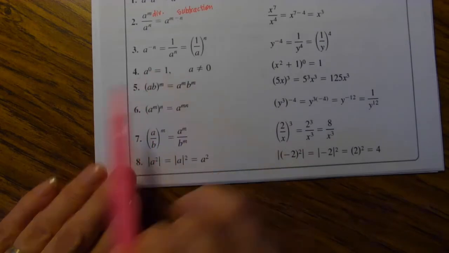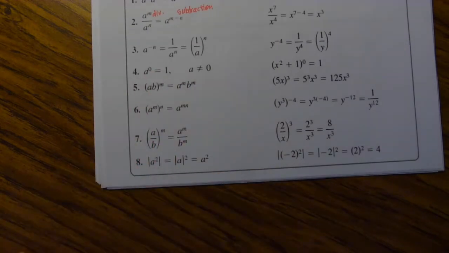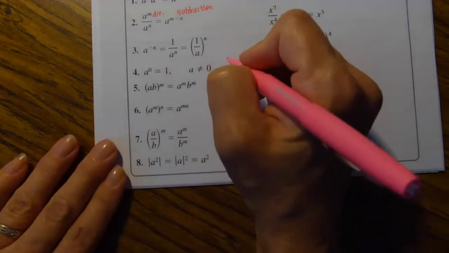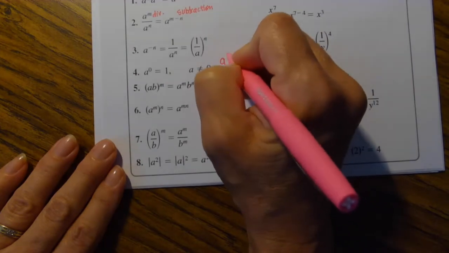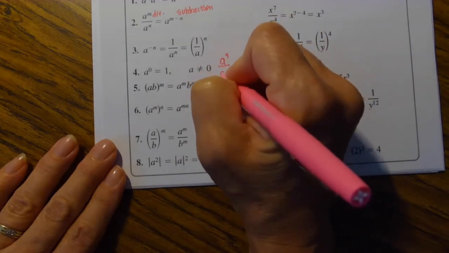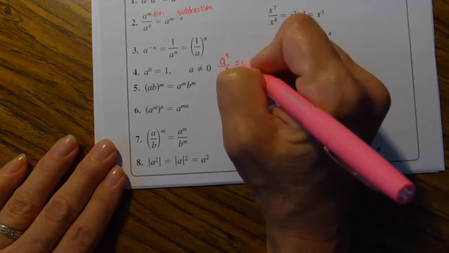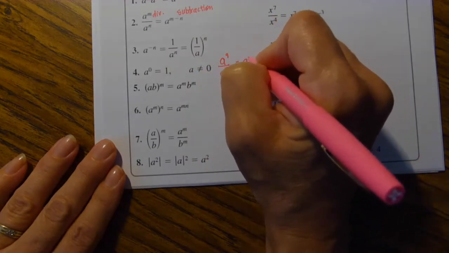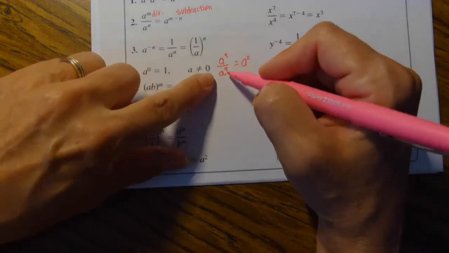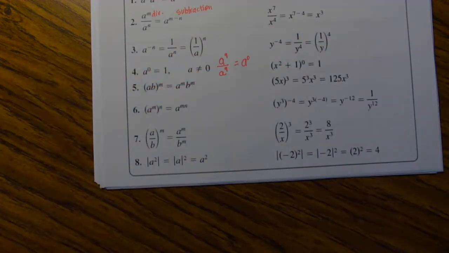Okay, anything to the 0 power is 1 except for 0. We can't have 0 to the 0 power. Why does that work? Well, let's think about it. If I gave you a to the 9th over a to the 9th, what is 9 minus 9? 0. Well, what is anything divided by itself? 1. See? You see how that works?